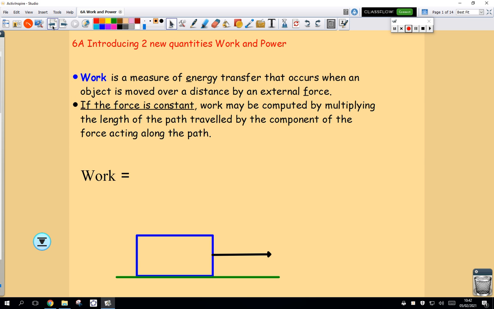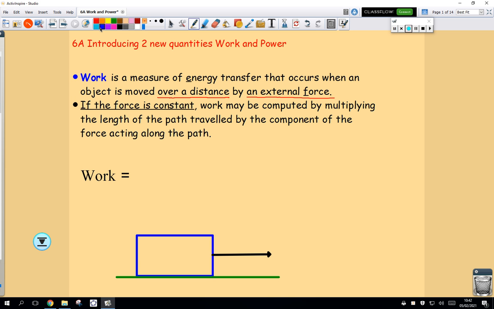Work is a measure of energy transfer that occurs when an object is moved over a distance by an external force. So in order for work to occur, an object has to travel over some distance. If it does not travel over some distance, no work has occurred. Also, there has to be some force on the object, so work depends on those two things, the distance traveled and the external force. If the force is constant, which it always will be on our course, work may be computed by multiplying the length of the path traveled by the component of the force acting along the path. So work is generally defined as follows.